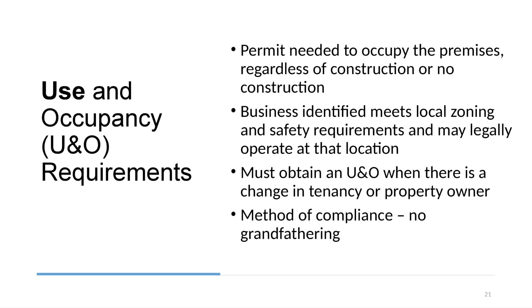One of the most common permit types are use and occupancy. This is the permit needed to occupy the premises, regardless of construction or even if no construction has been performed. Businesses must identify and meet local zoning and safety requirements in order to be legally able to operate at that location. You must obtain a UNO when there's a change in tenancy or property owner.